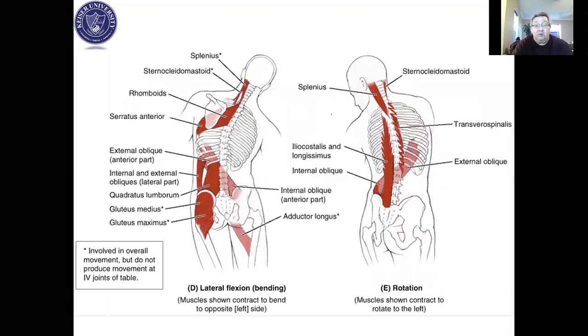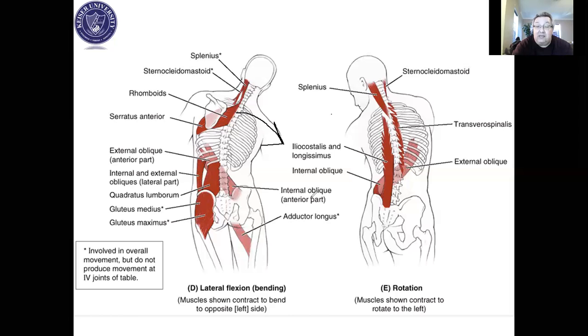Remember, we also have some other movements. We have lateral flexion, where, as you can see in letter D here, this person is flexing to one side. They're coming down in this direction. And remember, some of the lateral flexors are the internal and external obliques. The Quadratus Lumborum also does a bit of lateral flexion. And the hip muscles, the glute medius and glute maximus, are the major lateral flexors, bending to one side.